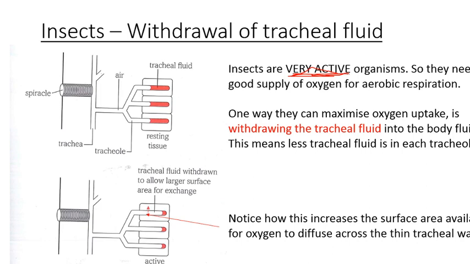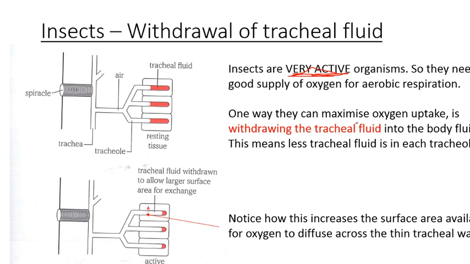Now they are what we'd call exotherms, cold-blooded, but they are still very, very active, mainly because they fly. So they do need a very good supply of oxygen for aerobic respiration. You can't get away with saying insects have a low metabolic rate. They don't. They've got a really high one.